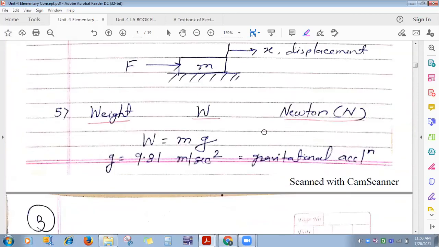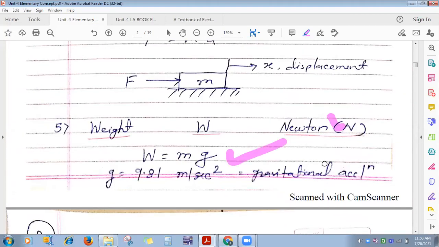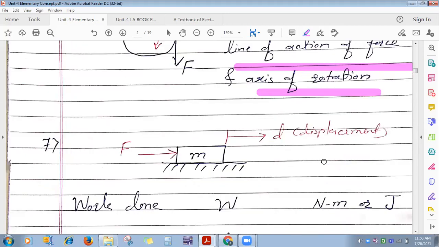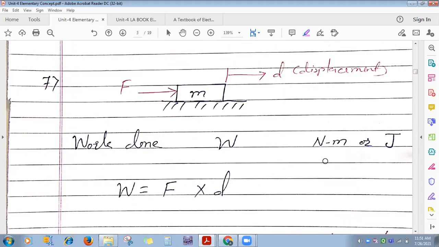Concentrate on each and every formula, and the unit also, because in further numericals it is required. Okay, so here the symbol, unit and formula you keep in your mind.